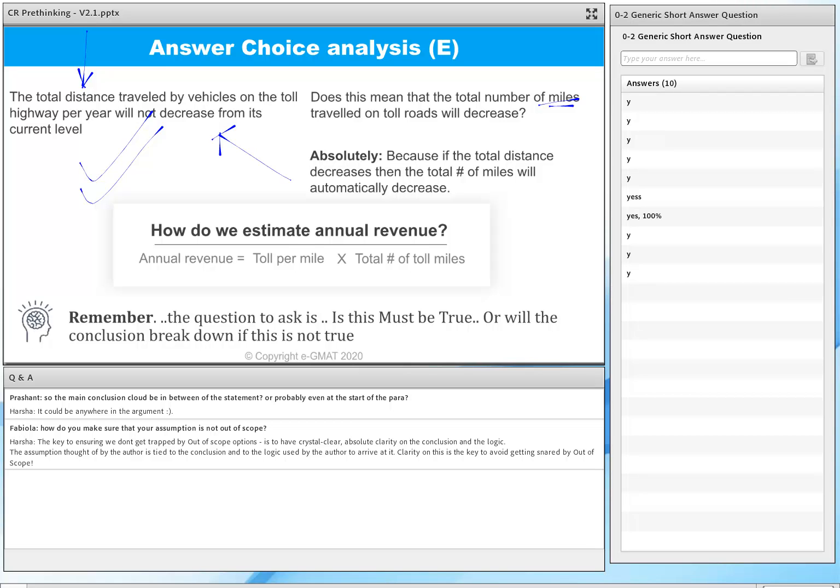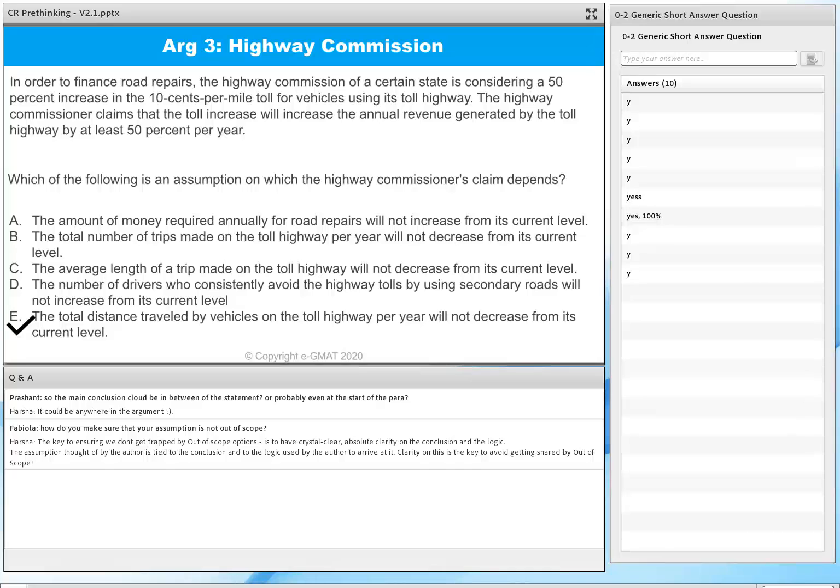Right? It's just that simple. Prashant says, so it's not talking about one specific toll, but across a region. Yes, which is why annual revenue generated by the toll highway, Prashant. You can see this, and that's why you need to focus on the conclusion. Okay. This is not a single toll, but the toll highway. And that's a great question, by the way.